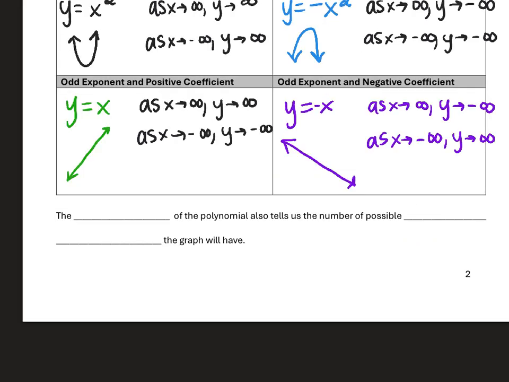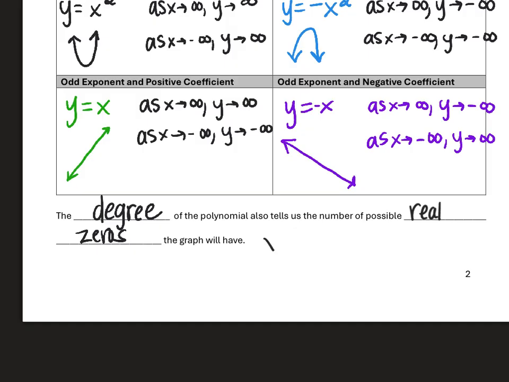So the leading term tells us a lot. The degree of the polynomial, so we look at the biggest exponent, that first term in standard form, also tells us the number of possible real zeros the graph will have.